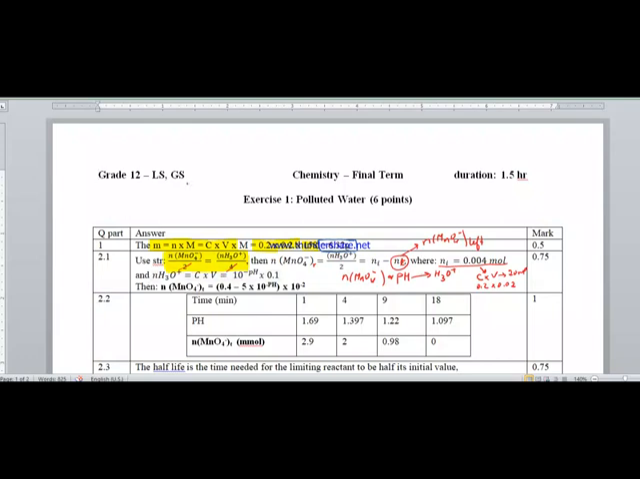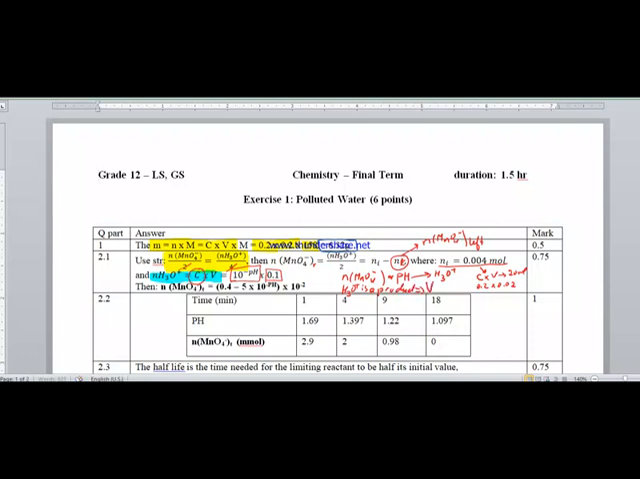We replace the number of moles of H3O plus by C times V. As we know, the concentration of an acidic solution is equal to 10 power minus pH. We replace the concentration C by 10 to the power minus pH, with the volume. Why is it 0.1? Because H3O plus is a product.